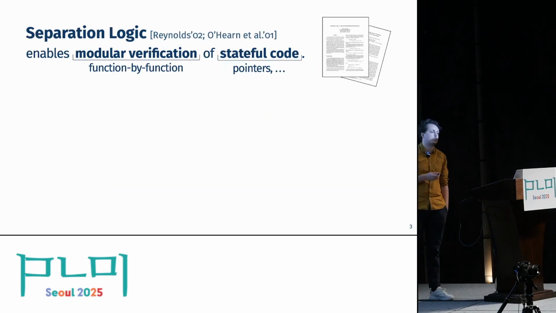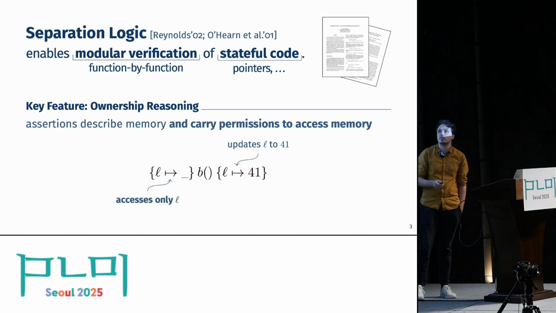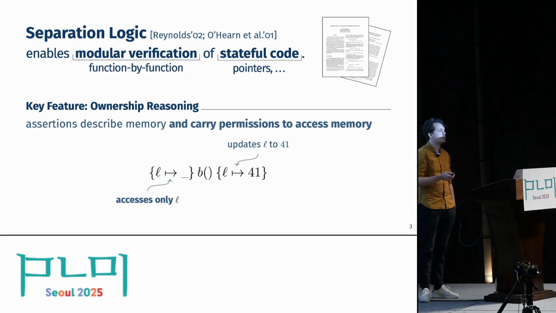One popular answer to this question over the last 10, 20 years has been separation logic, because separation logic enables modular verification of stateful code. What that means is we can verify our code function by function, even if it involves pointers, references, and so on. And the key feature of separation logic that enables this is ownership reasoning. Assertions in separation logic not only describe the contents of memory, they also carry with them ownership that allows us to access or modify that memory.